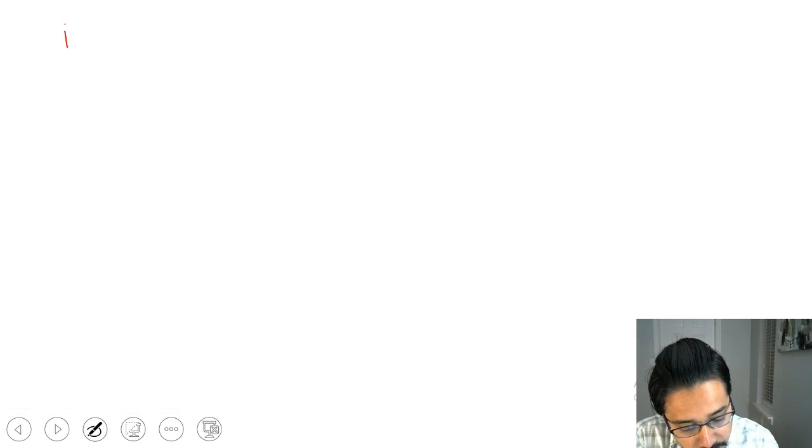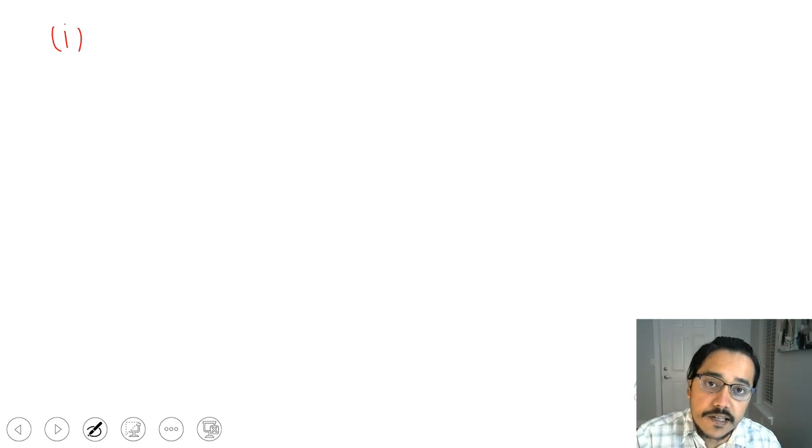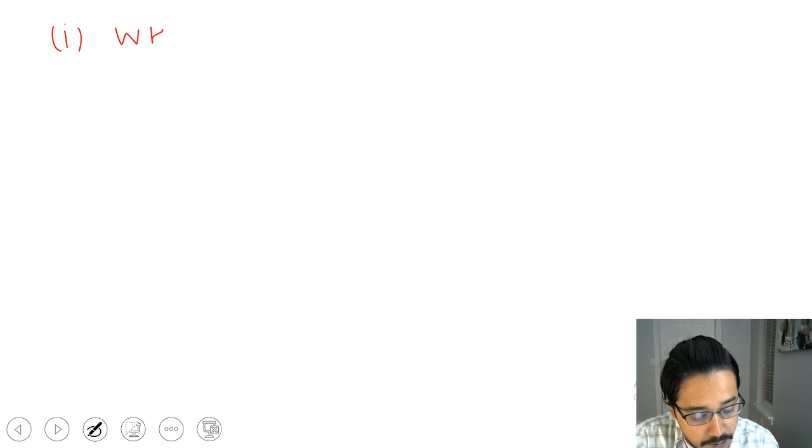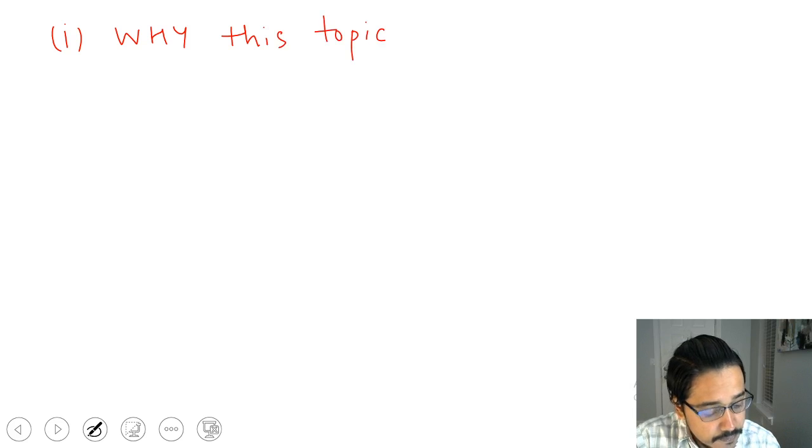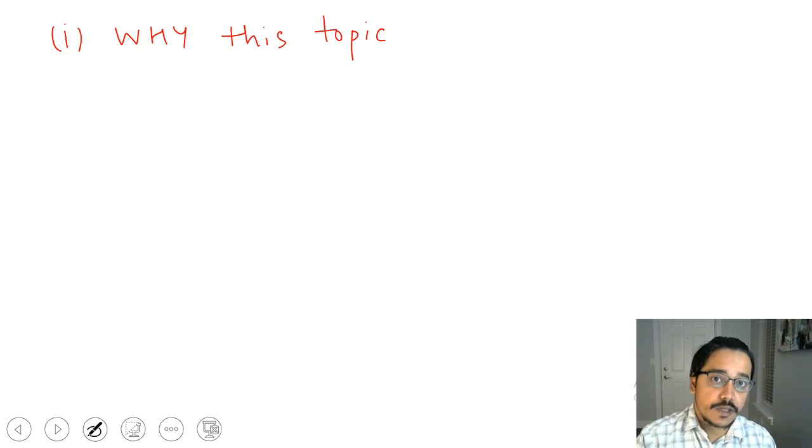So the first one is basically why this topic. Okay. So that will help us appreciate what the goal behind learning this topic is. Why do we need it? So in this particular course, the why will correspond to why database design and implementation and its management. Why do we need to learn that? What is the motivation behind that?